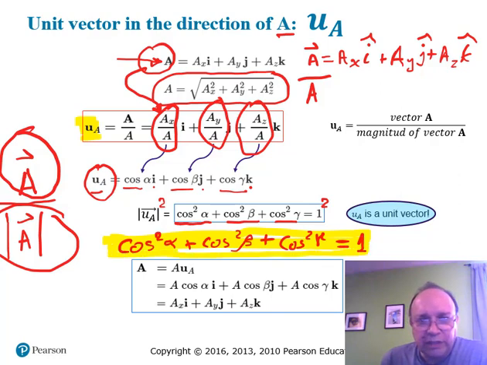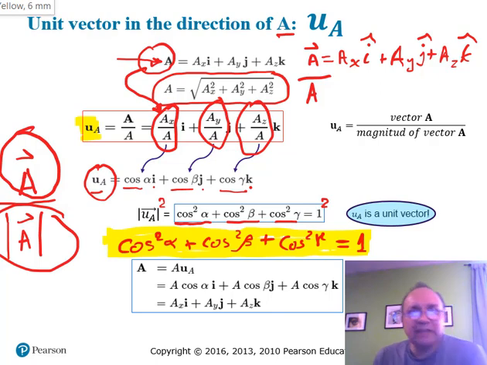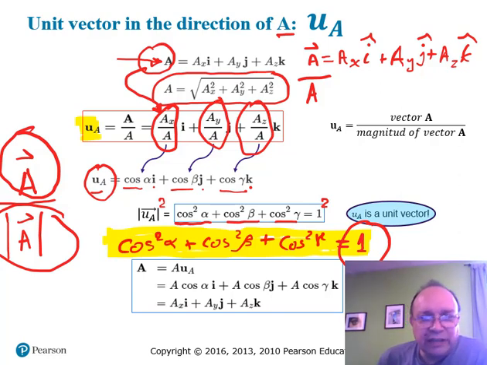So remember what everything is here. Alpha, beta, and gamma are the angles that vector A makes with respect to x, y, and z. If you take the cosines of those angles, square them, and add them together, you get 1. This is a very important equation that's going to be very useful. And now you can express the vector A. Vector A can be expressed as the magnitude times the direction.